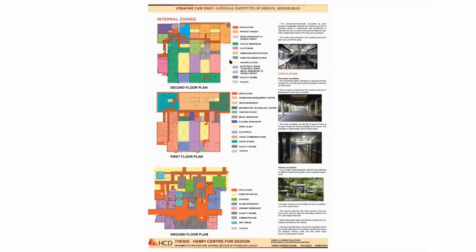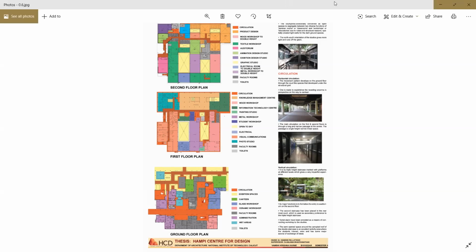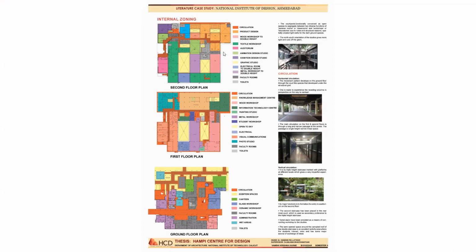Here is the planning followed in NID Ahmedabad. Mainly in the ground floor, they have given exhibition spaces and amenities like the canteen spaces and administration. The classes, workshops, etc. are lifted onto the first floor, mainly because it is very close to the Sabarmati River and this area may be prone to floods.